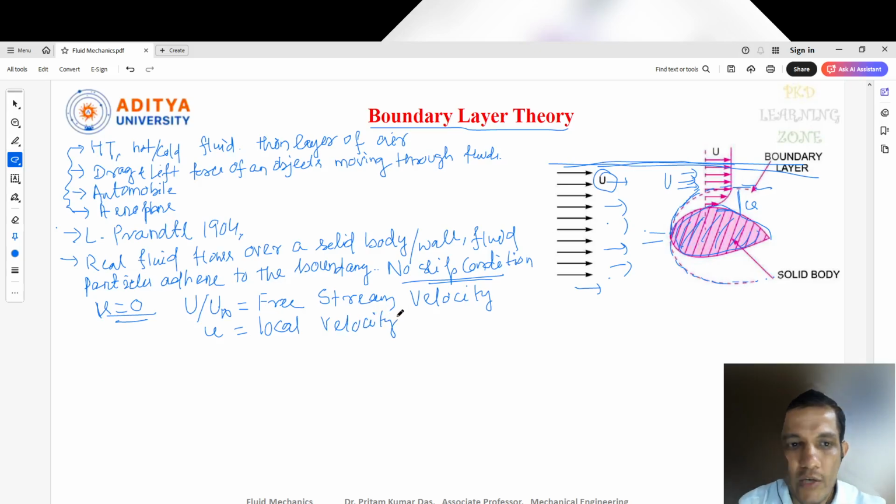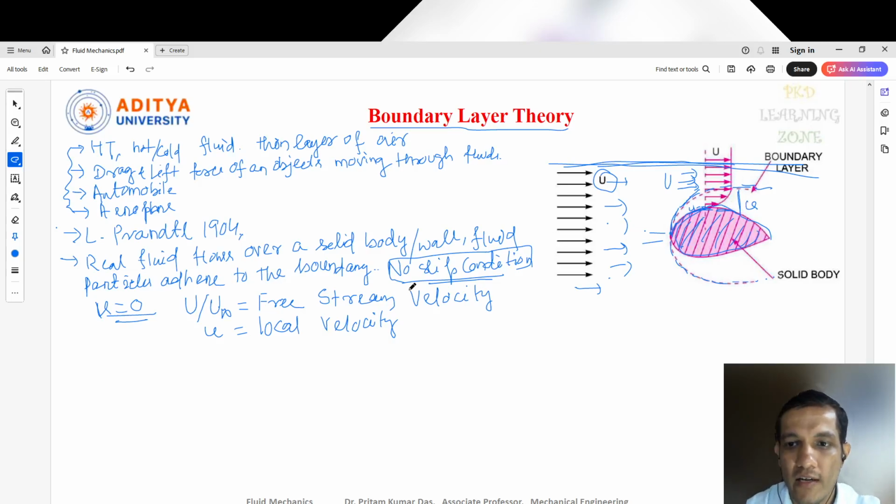Now, as I told you, as per the definition, near to this boundary, near to the surface of this boundary, the velocity is considered as 0. Or we can say the no slip condition is considered. Why is the velocity near to the boundary 0? That is also one reason.